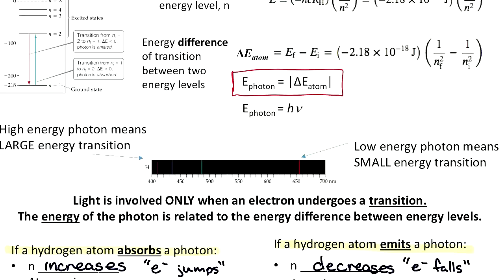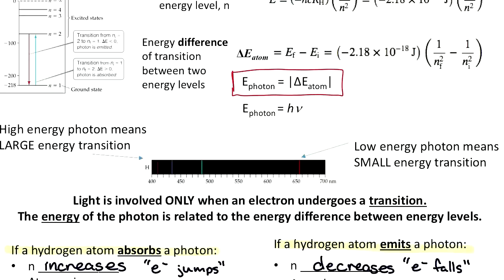Versus the opposite. If your atom isn't absorbing light, it's emitting light. When does that happen? That happens when your electron falls, right? If your electron starts out at a higher energy level and falls to a lower energy level, right? That energy is converted into light energy, right? So here we see a hydrogen atom will emit a photon. What happens is your electron falls, the n value decreases, or you can think your atom loses energy, or this is an exothermic process, or delta E of your atom is negative, right?